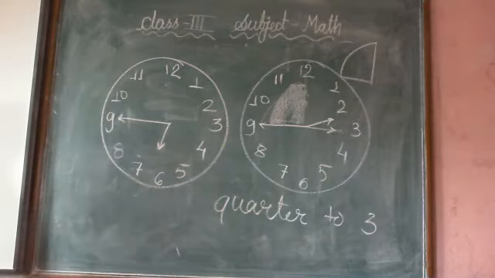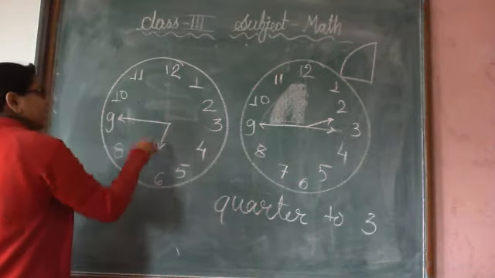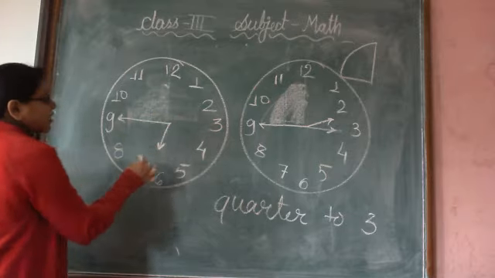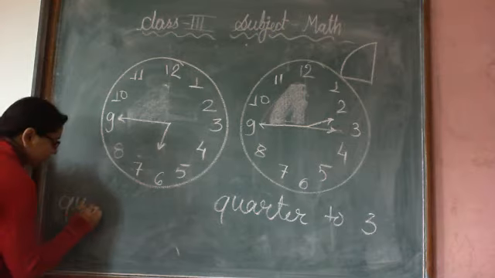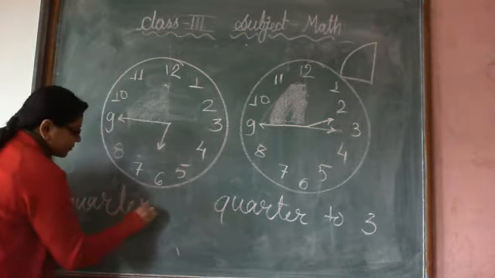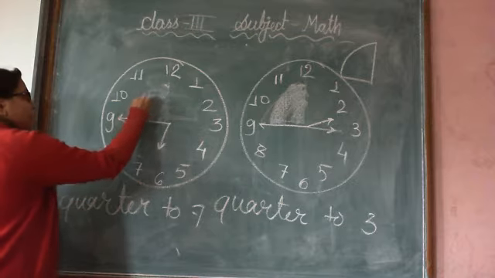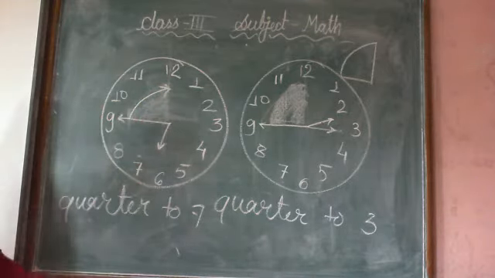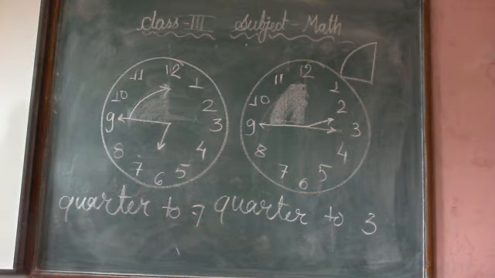Now can you tell me the time? See, if the minute hand will pass this much part, then the time will be 7 o'clock. So, quarter to 7. If the minute hand will pass this quarter part too, then the time will be 7 o'clock. So, we can say quarter to 7. See how simple all the things are.